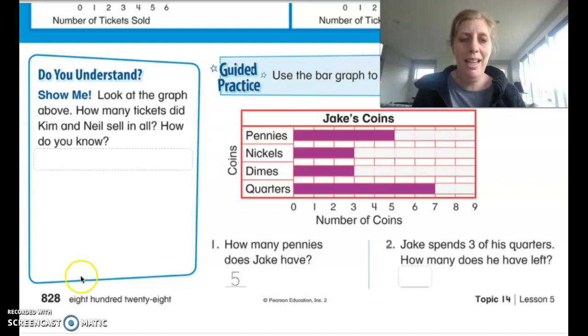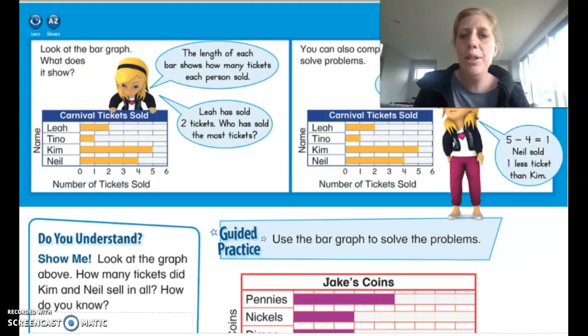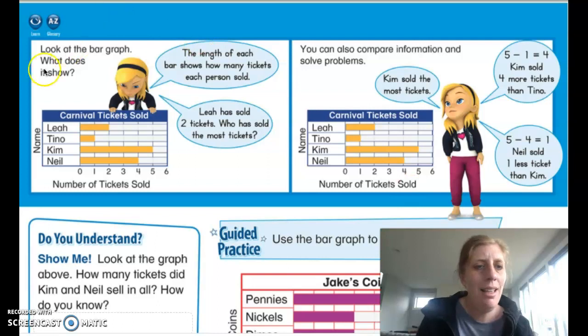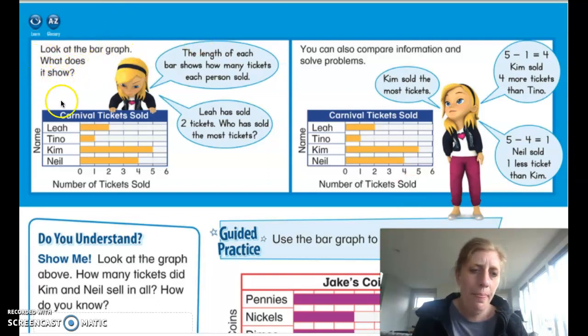And now we'll start page 828. Let's look at the first box. It says, look at the bar graph. What does it show? Okay, so I see that the title says Carnival Tickets Sold.